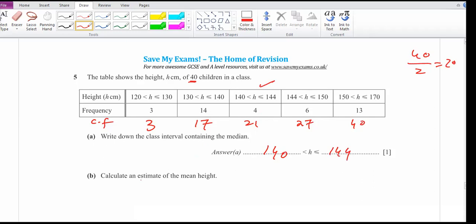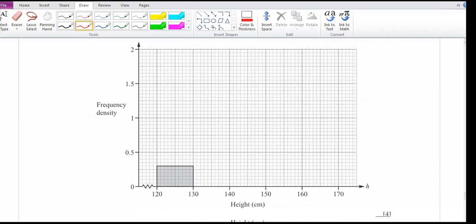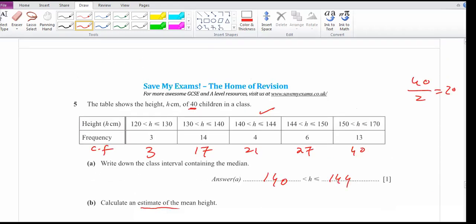Okay. Calculate an estimate of the mean height. Mean we already discussed in our previous class. And then complete the histogram. For completing the histogram, this question I'm leaving for you. In the same way, write here the class width and here the frequency density also, and complete this. That is a pretty simple case. Understood this one? Now, let me know if you have any difficulty.